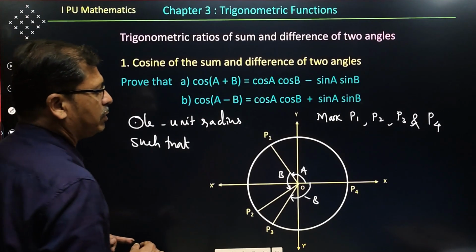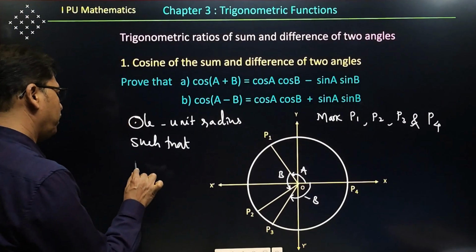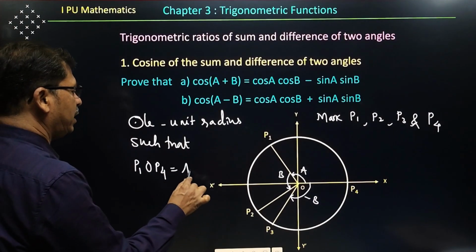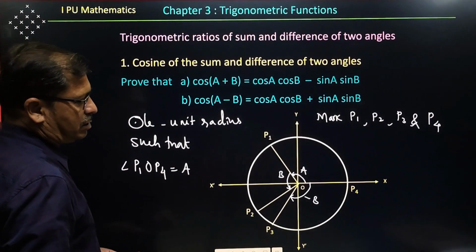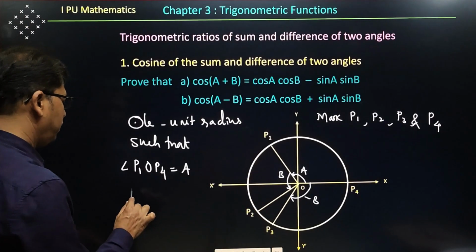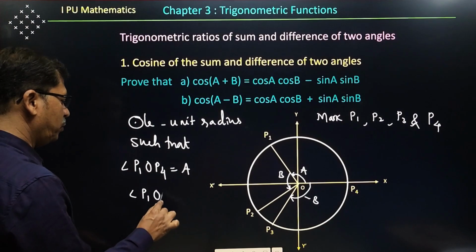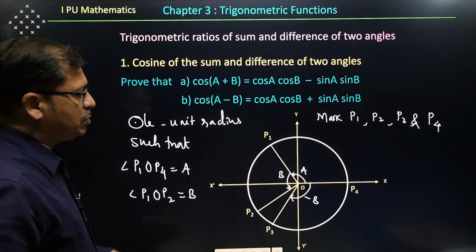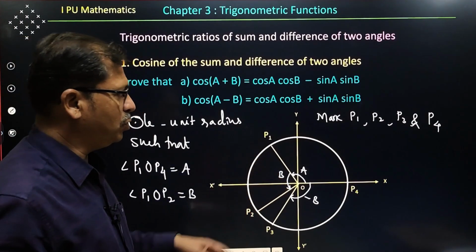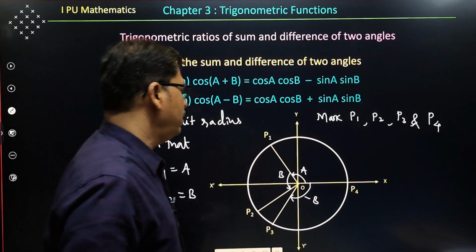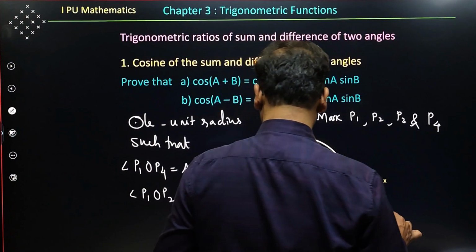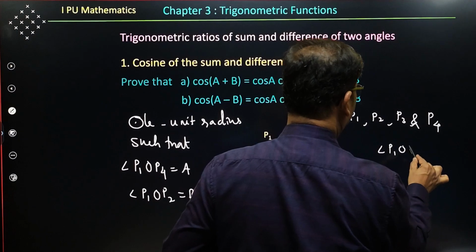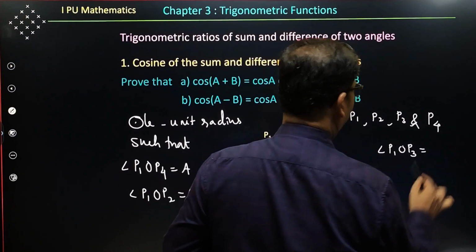See, I have taken first one P1O P4. This angle is equal to, I have taken it as A. Next, P1O P2, angle P1O P2, that is B. This one angle P1O P2 is equal to B. Okay. Now can you tell me P1 OP3 becomes what? Now angle P1 OP3, this becomes how much?